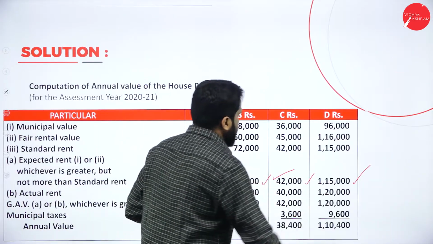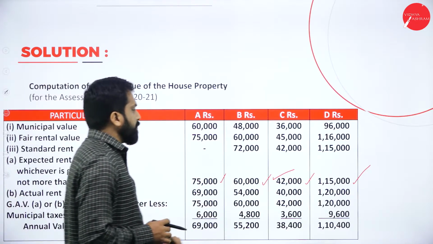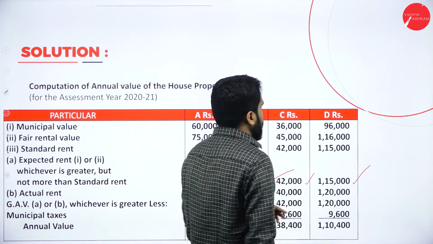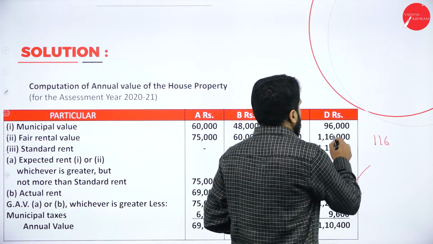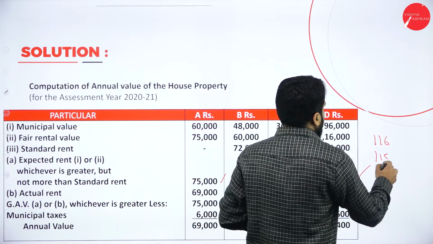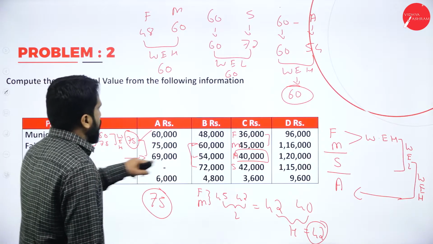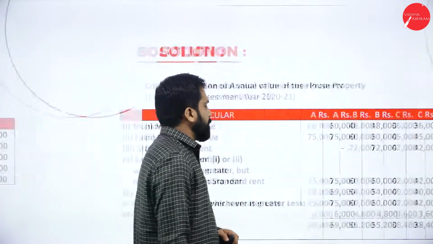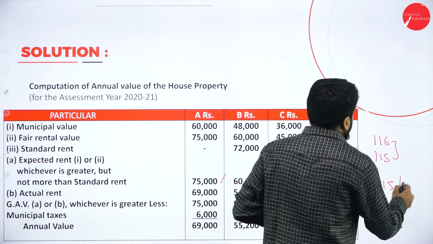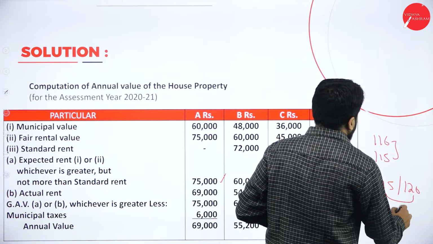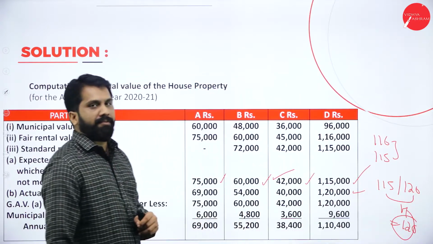See, your answer is 42,000. Any doubt? No doubt. Similarly, 1,15,000 also, same thing we calculated. 96 and 116. 116 is higher. 116 and standard, so whichever is less, 115 is less. In this, actual rent received is how much? 120. So in this, actual rent received is 120. So 115 or 120, whichever is higher, 1,20,000 is higher. So we have taken 1,20,000.